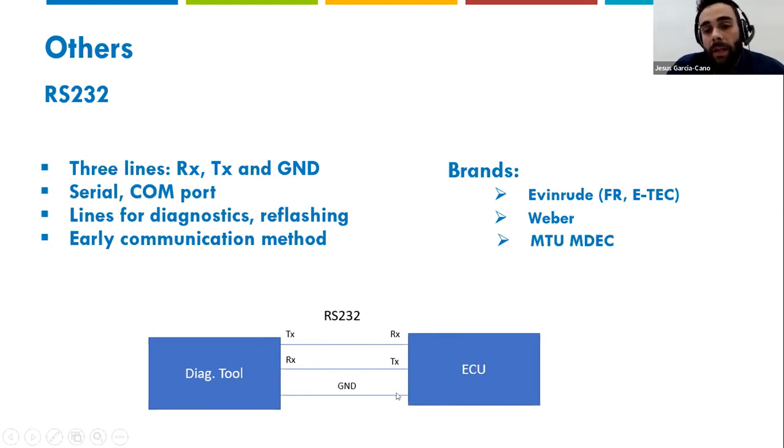Brands that use this kind of communication are Evinrude, Futuram, and Evinrude E-TEC. Other brands like Weber and MTU MDEC modules also use this kind of communication.